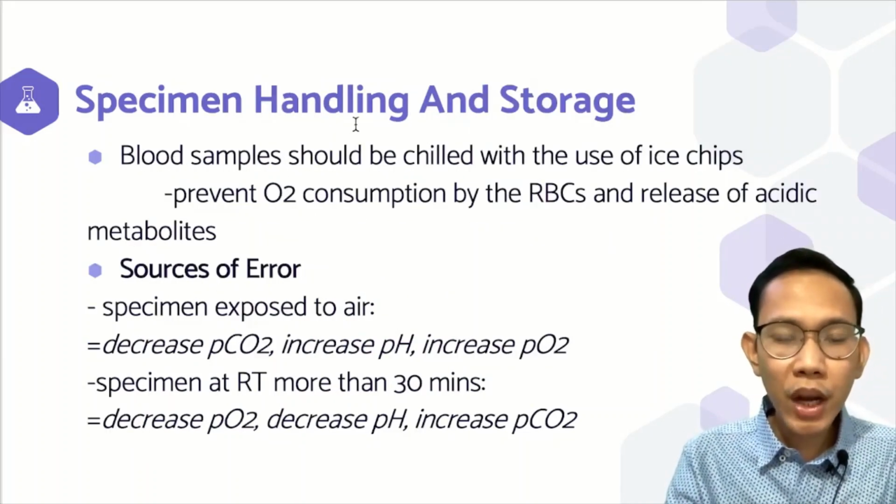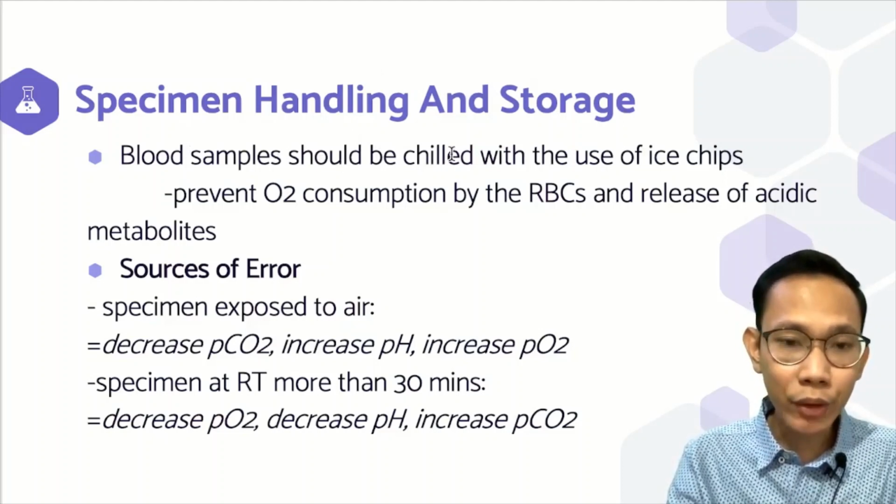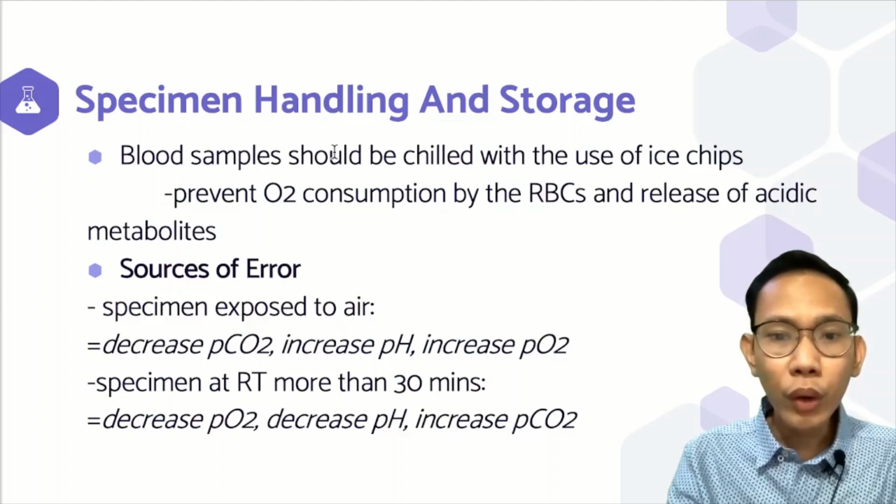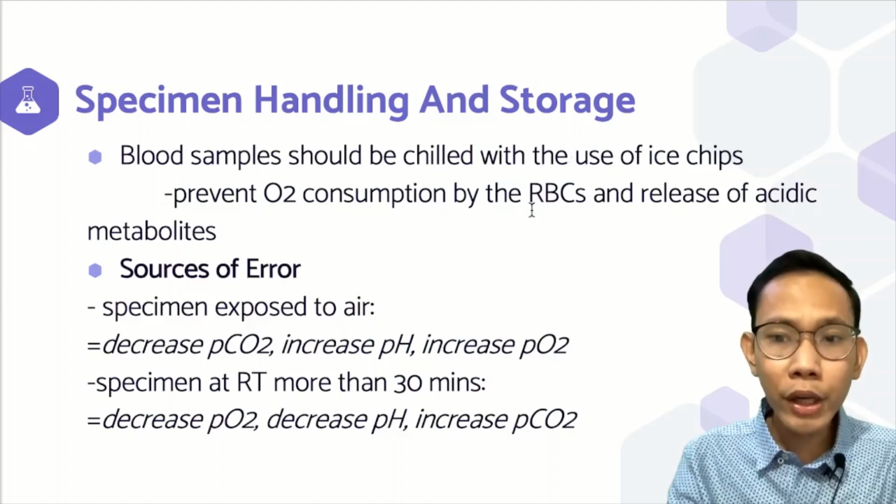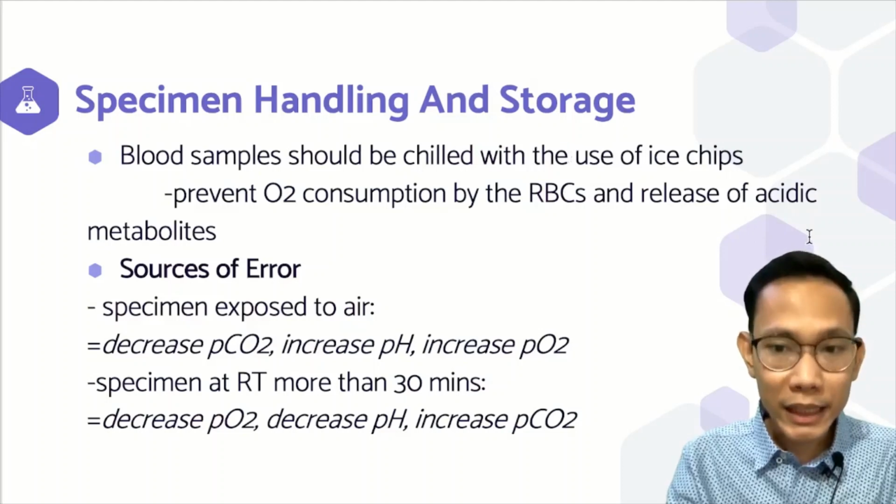Okay? Let's talk about your specimen handling and storage. So, blood sample should be chilled with the use of ice chips because this will prevent your O2 consumption by your RBCs and the release of acid.